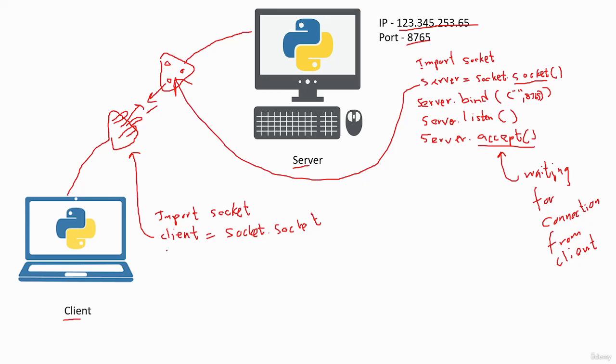To make the connection, we have to use the method called connect. So I am typing client.connect. Within the parentheses, I have to pass the IP address and the port of the server. We have to pass it inside a tuple. So in this case, the IP address of the server will be 123.345.253.65. Then comma, we have to specify the port. Port is 8765. Now this will make the connection.